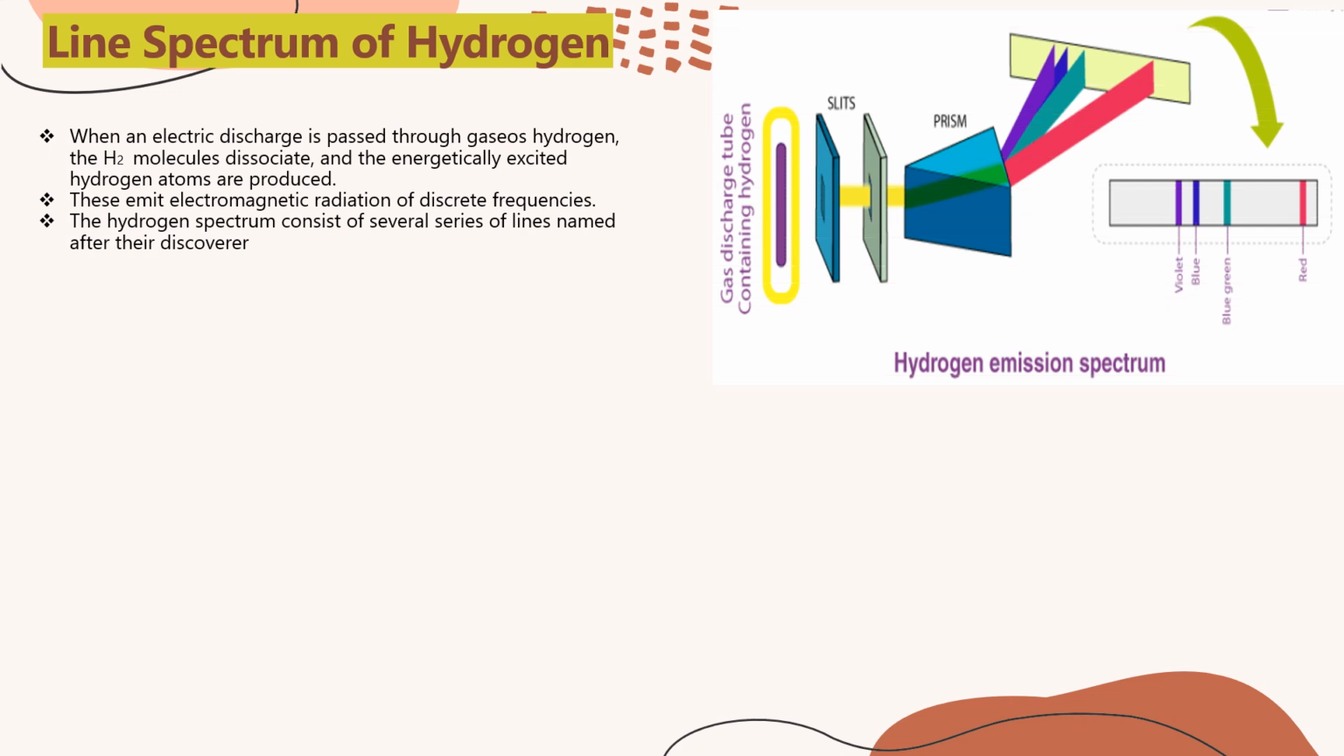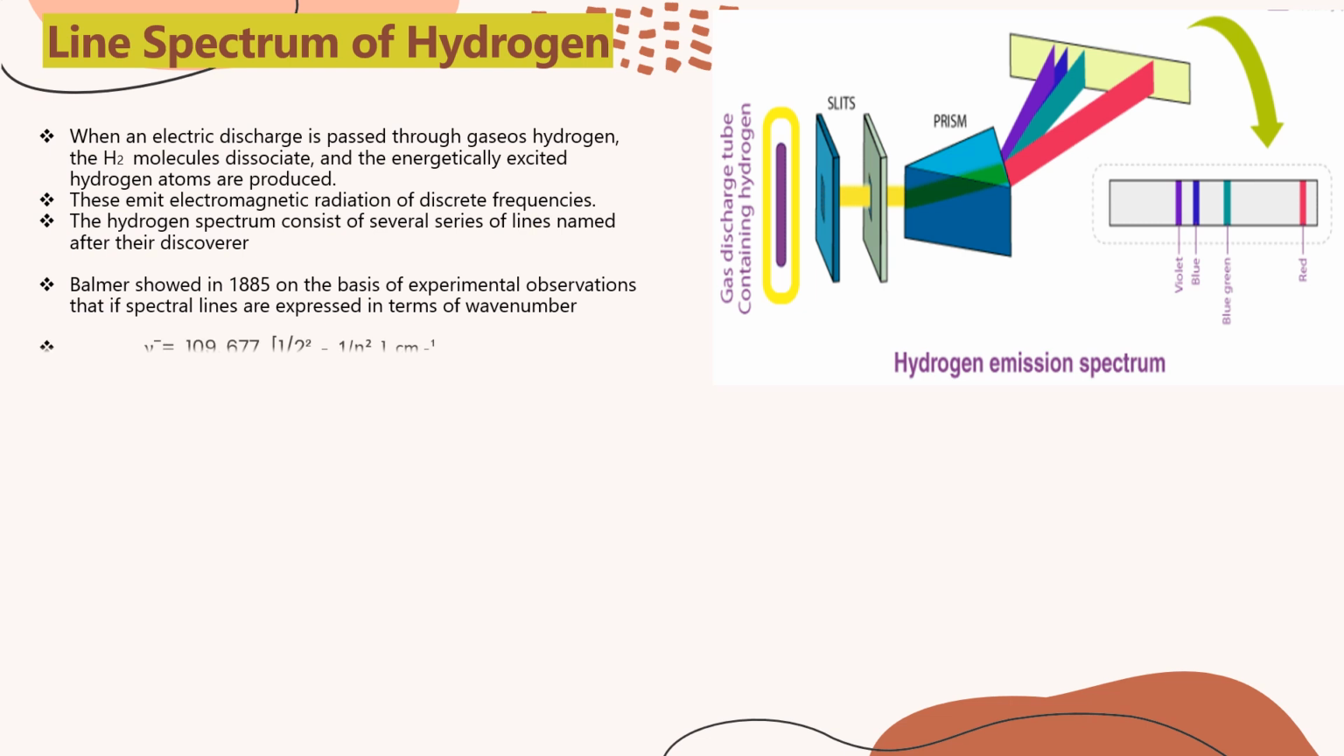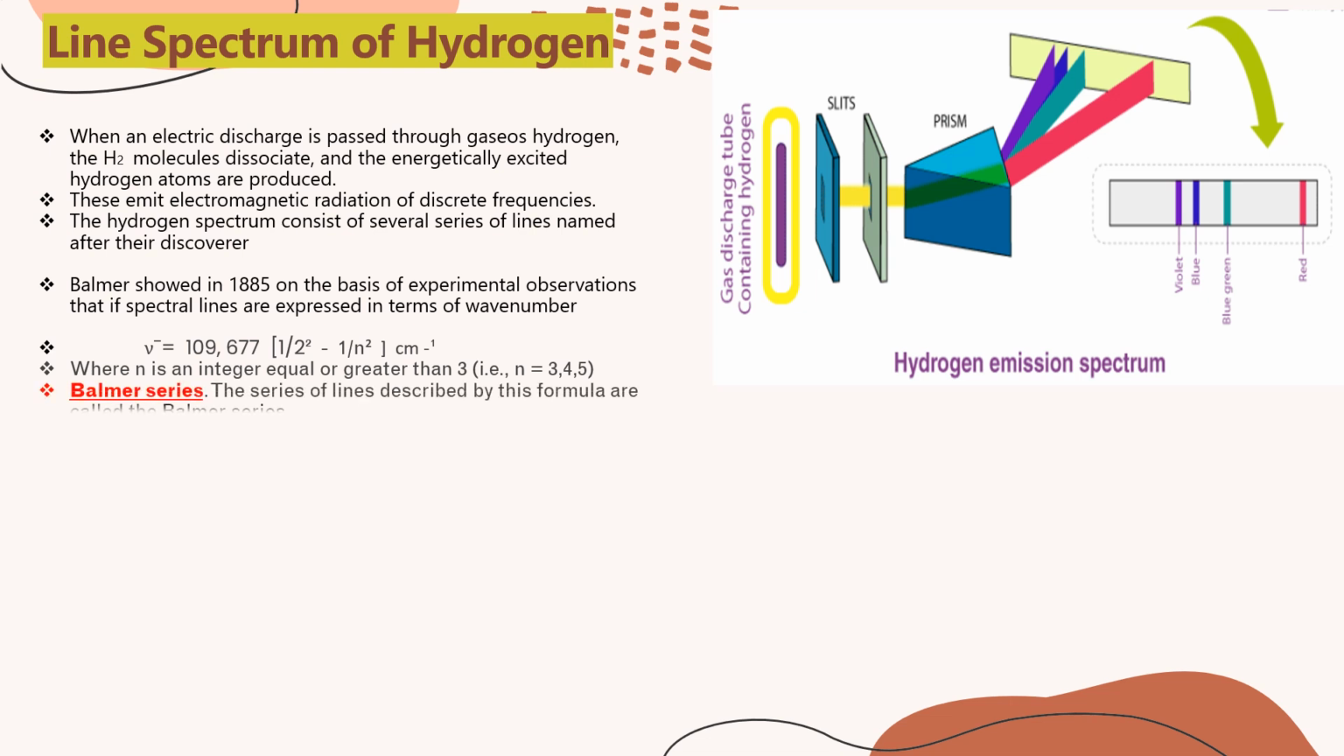Balmer showed in 1885 on the basis of experimental observations that if spectral lines are expressed in terms of wave number, then the visible lines of the hydrogen spectrum obey the following formula, that is, wave number equals 109,677 into (1 upon 2 square minus 1 upon n square) centimeter inverse, where n is an integer equal to or greater than 3. The series of lines described by this formula are called the Balmer series. The Balmer series of lines are the only lines in the hydrogen spectrum which appear in the visible region of the electromagnetic spectrum.